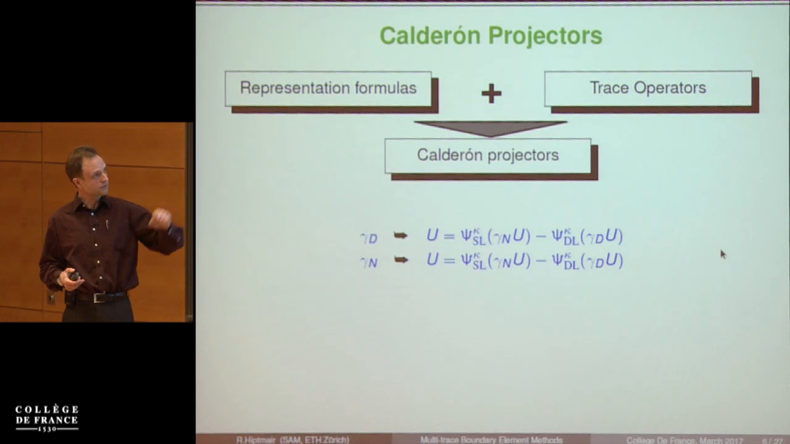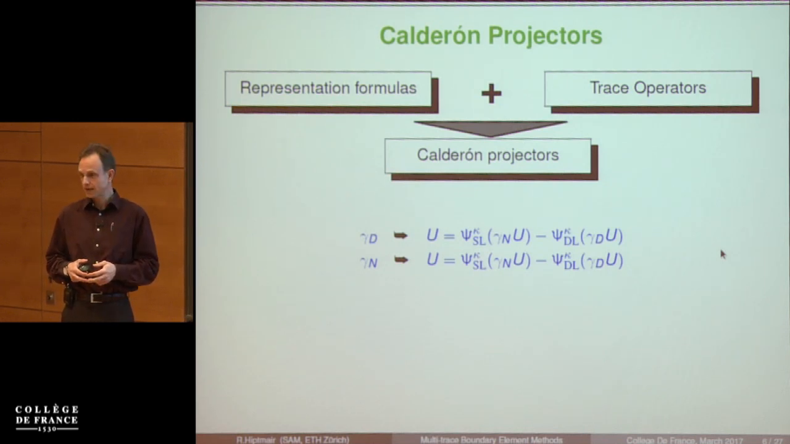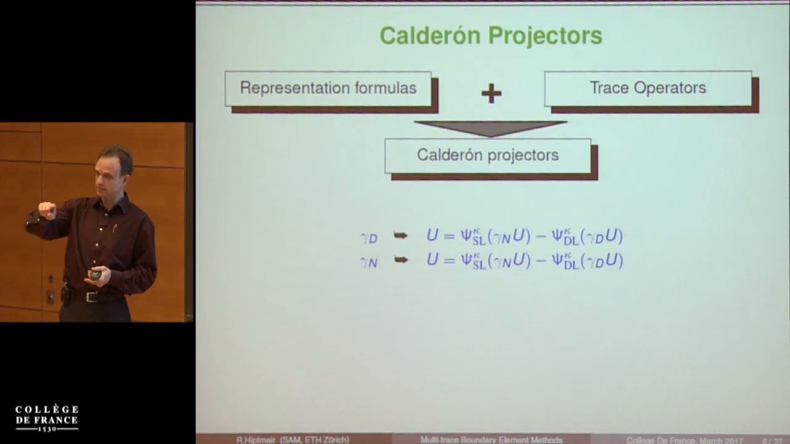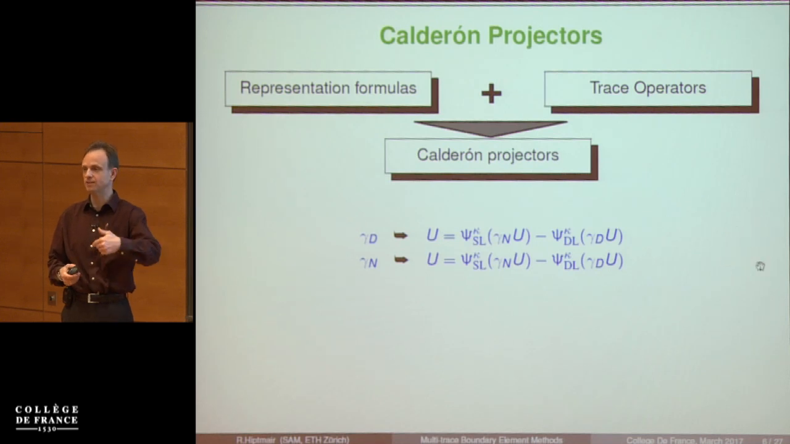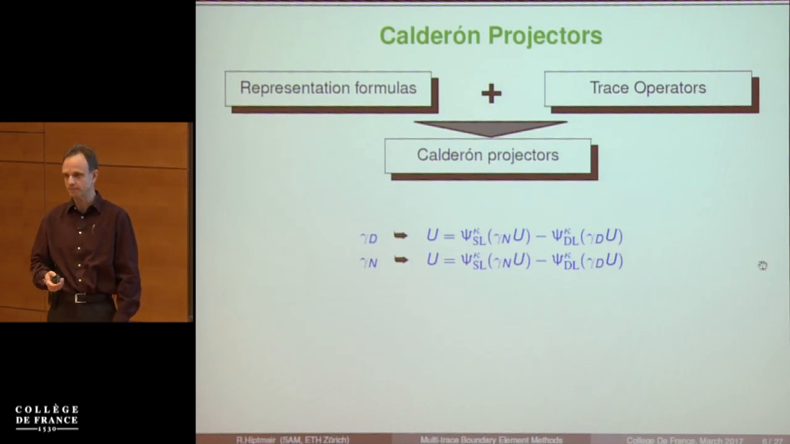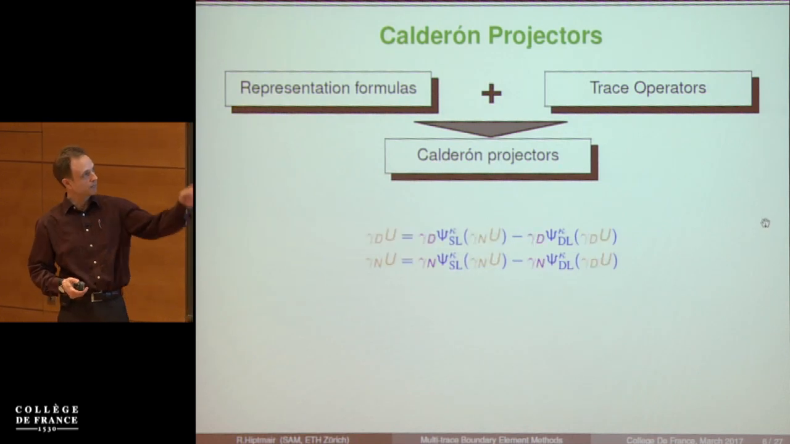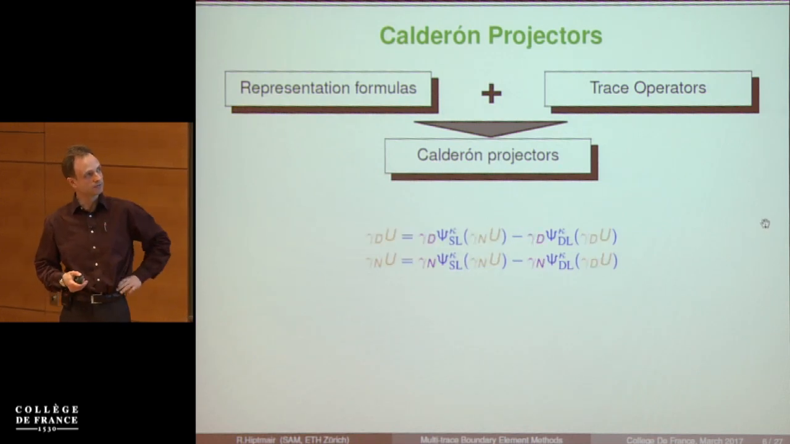You start from the representation formula, and then you apply the two traces to the representation formula. The potential takes you from the boundary to the domain, and the trace from the domain to the boundary. So when you combine both, you end up with operators acting on traces and providing other functions on the boundary. And these are the boundary integral operators. Apply the traces, and this is what you get.